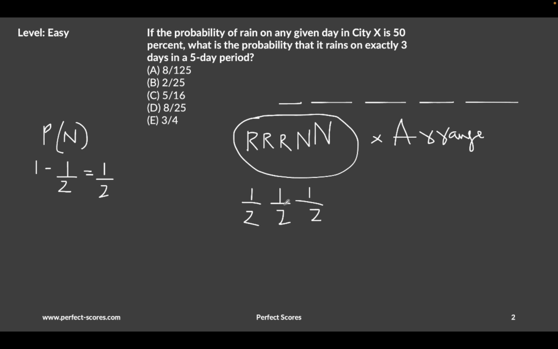So I put these probabilities here. Probability here and probability here. Now I'm writing this all out for you because I want you to understand. I would just typically write 1 by 2 raised to the power 5.